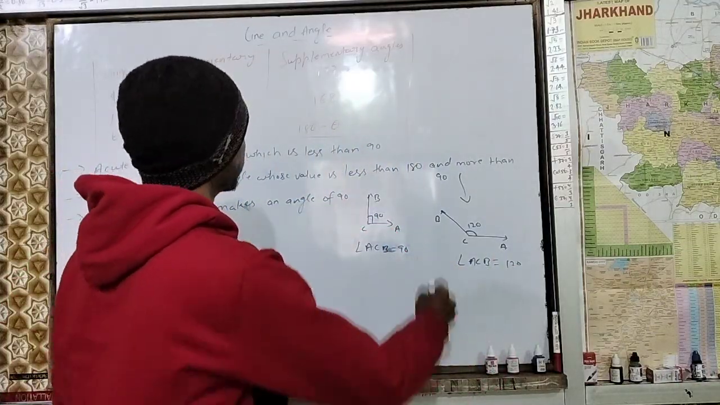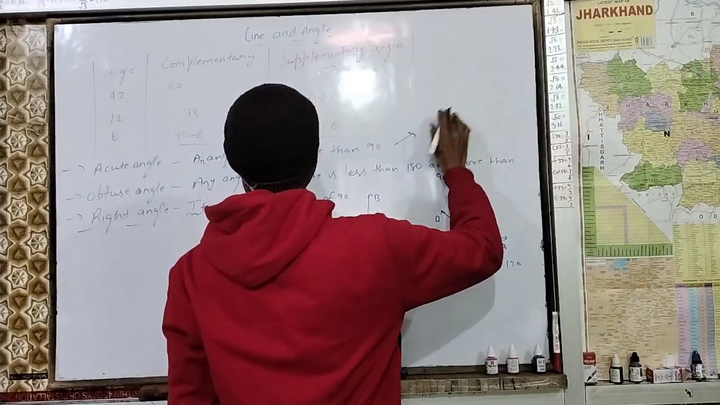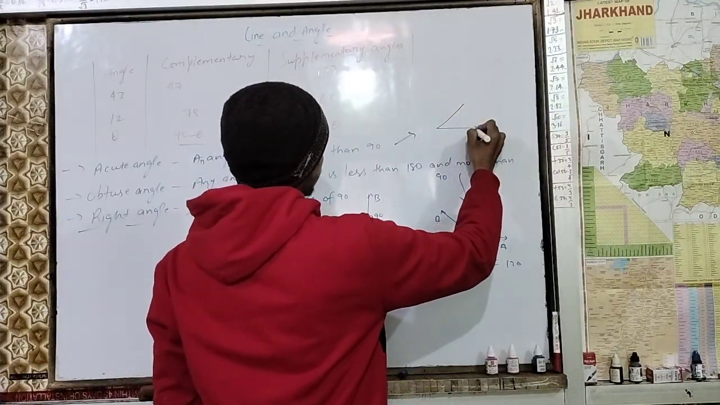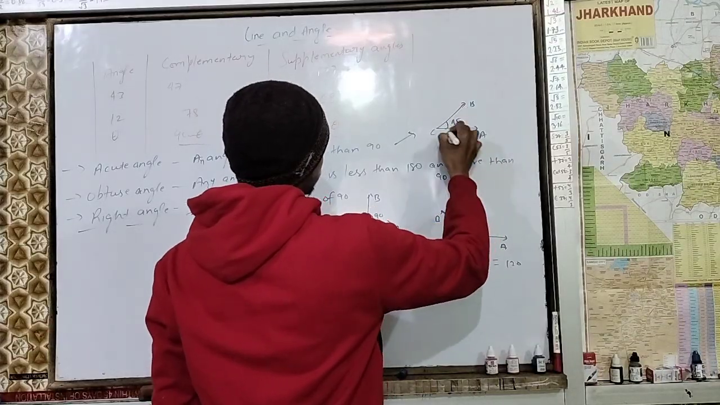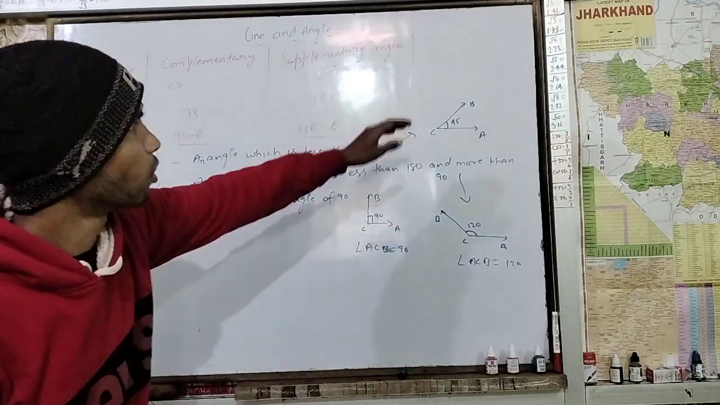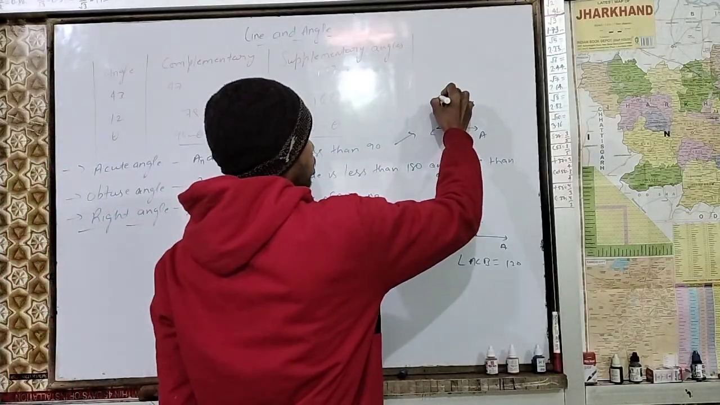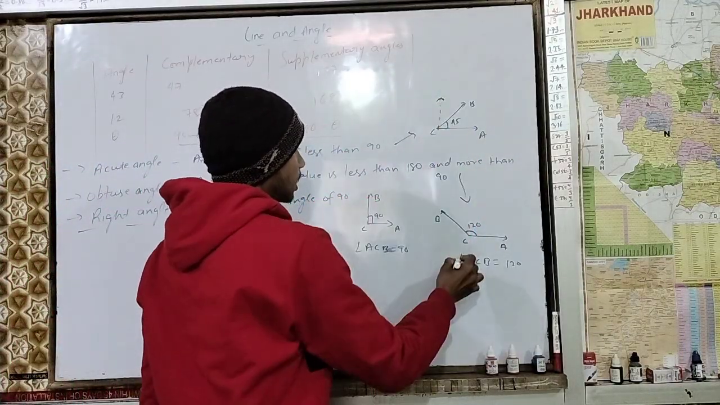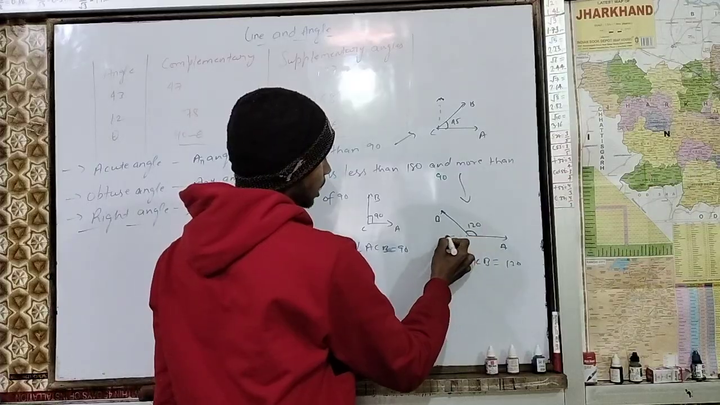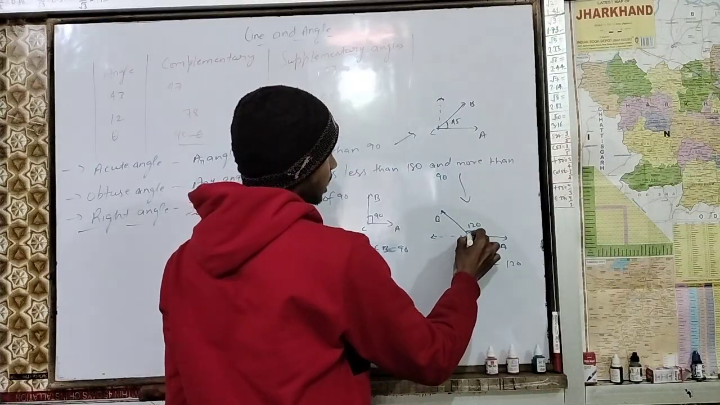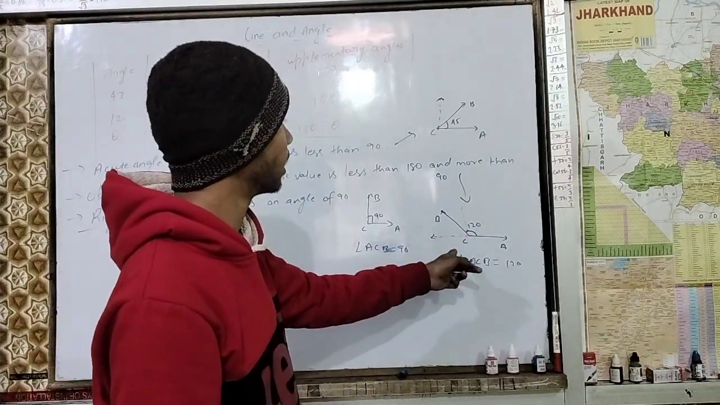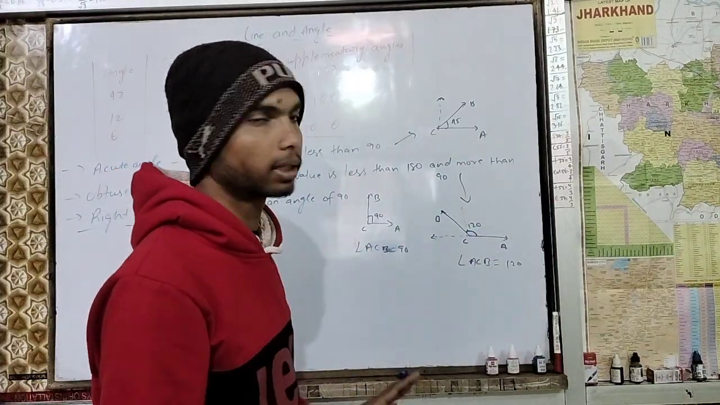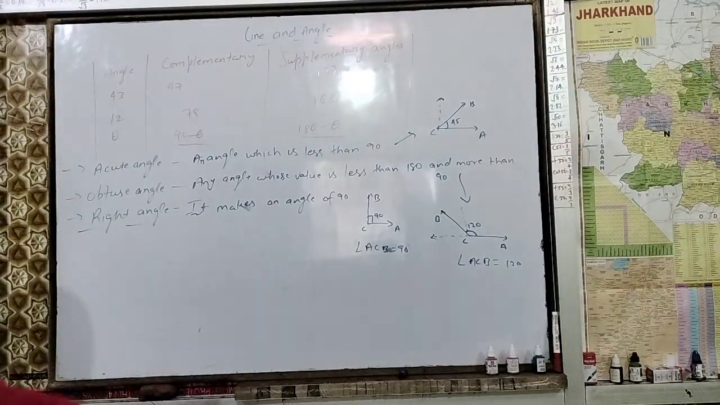Now the acute angle will look like this. Let's say we have 45 degree, ABC. This 45 degree is less than 90 degree. And this 120 is more than 90 degree and less than 180 degree. This was about acute, obtuse, and right.